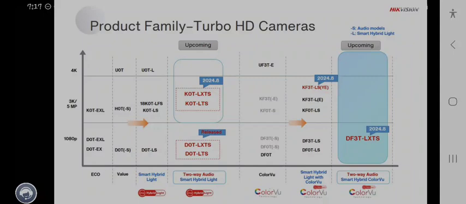In addition, Turbo HD cameras also include economy models that support Smart Hybrid Light. All traditional value series have been switched to Smart Hybrid Light. The Pro series is retained, and all ColorView series except for 8 megapixels are switched to Smart Hybrid Light with ColorView. But the entry-level DF0T will be retained. At the same time, we will continue to enrich the product series of ordinary Smart Hybrid Light and Smart Hybrid Light with ColorView.